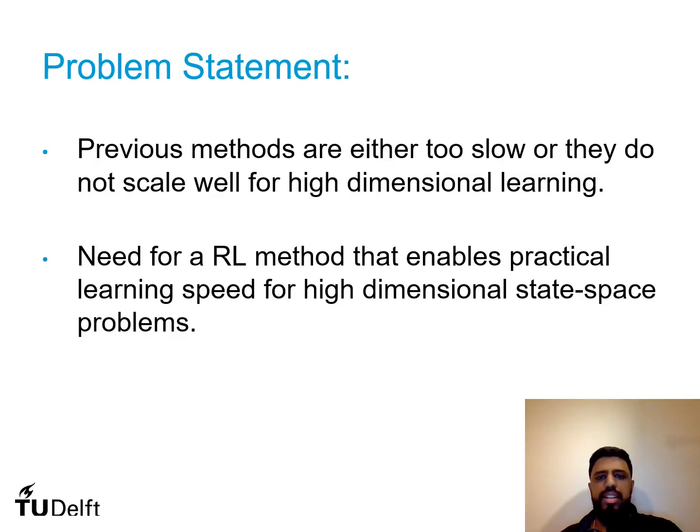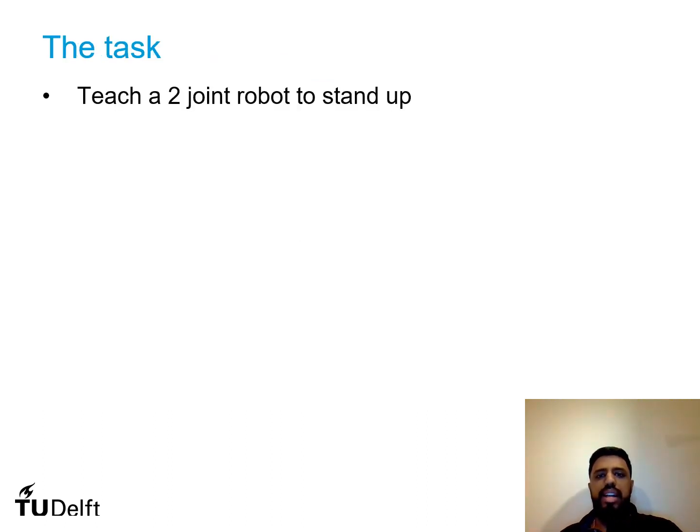Although the previously discussed methods do indeed aim to tackle the high-dimensional state space problem, there is still a trade-off, which means that either they are not fast enough or they haven't been tested for higher dimensions. So there is a need for a reinforcement learning method that enables practical learning speed for high-dimensional state space problems. As an example of a high-dimensional state space problem, the authors decide to teach a two-joint robot to stand up.